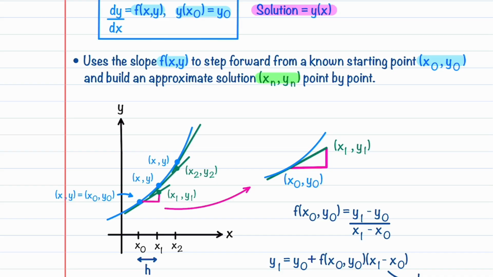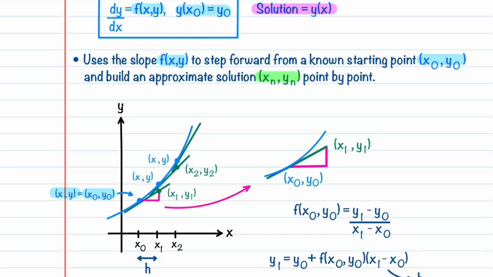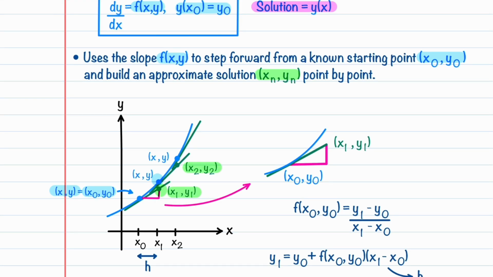If we look down here on our graph, we can see that our initial condition x0, y0 is what the solution is initially equal to, and then x1, y1 right here approximates this solution, and then the next approximate solution, x2, y2, approximates this solution. Notice that x0, x1, and x2 are all equally separated by a value that we'll call h, and that's called the step size. Let's now see where the formula for Euler's method comes from.